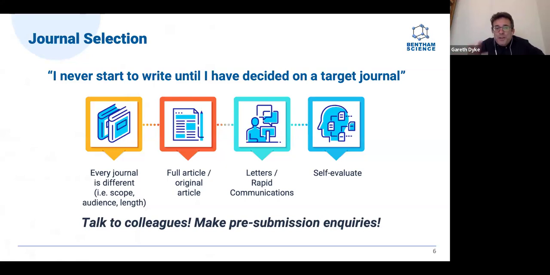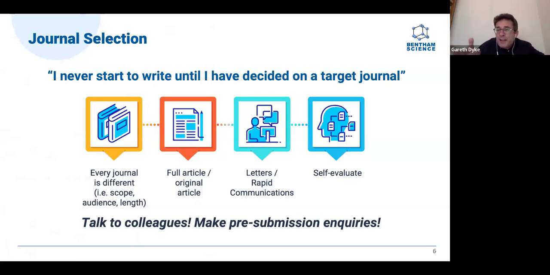Every journal is different. The scope, the length, the audience, what kind of paper you might write. Will it be a letter, a rapid communication? Very important to self-evaluate and talk to your colleagues. You can't just select a journal blindly. You can't just find a journal without discussing and talking and discovering more about where you're going to publish your work. Talk to your colleagues, talk to your supervisors, talk to your mentors within the IVPN student network, and do make pre-submission inquiries. Write to journals, very important initial step.